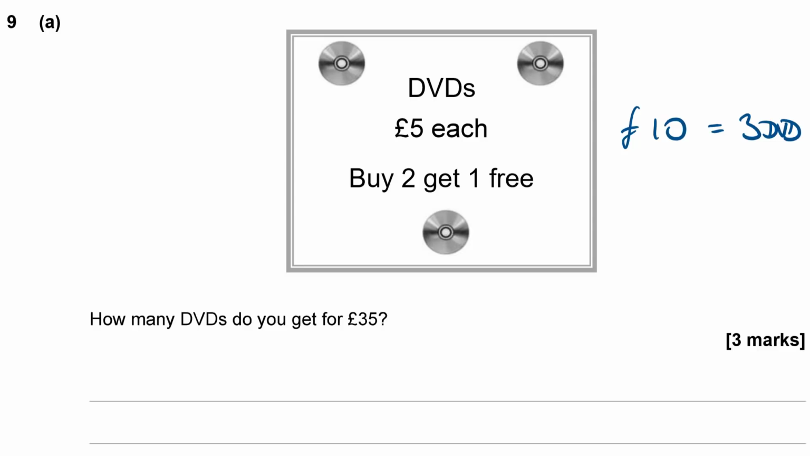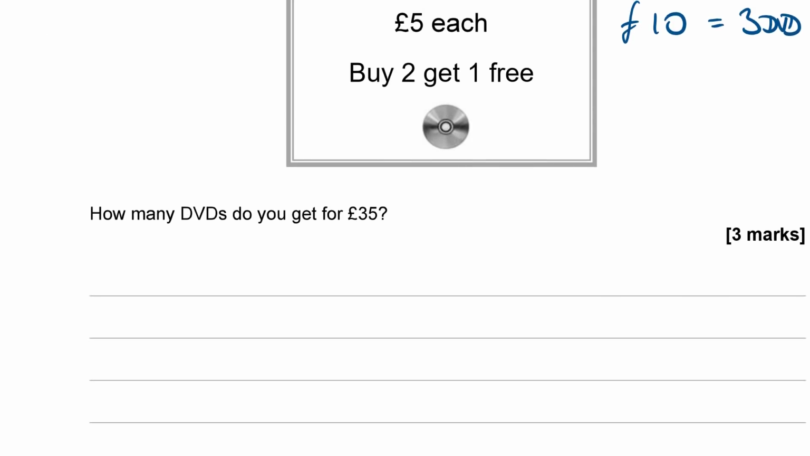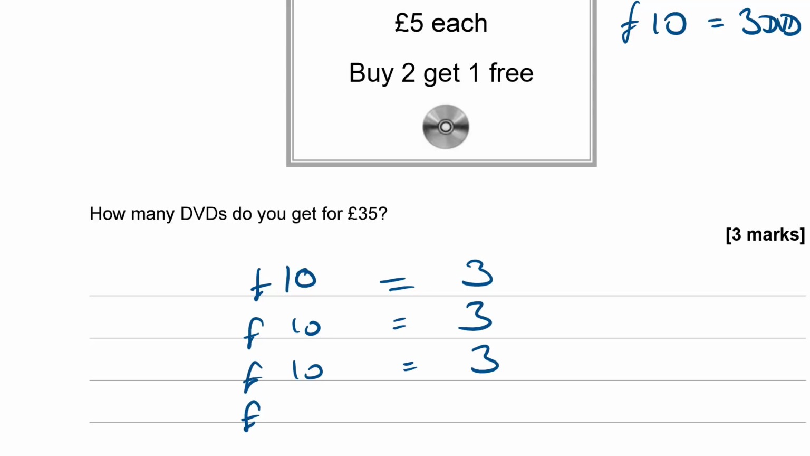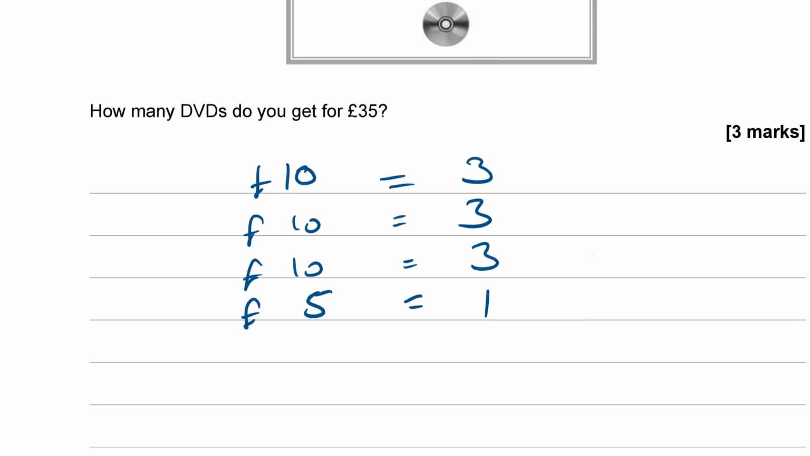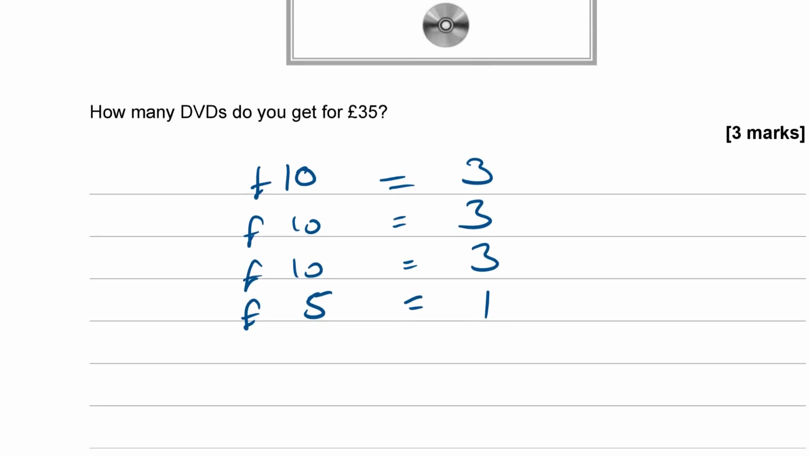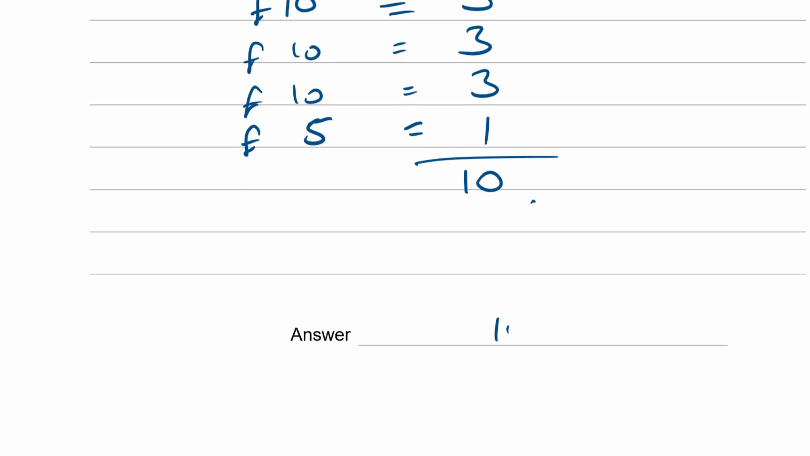So in £30, you can get our £10 giving us 3, another £10 giving us another 3, and another £10 giving us another 3. And then I've got £5 left, and with that £5 I can buy just 1, can't I? Because they're £5 each. So for £35, I'm going to get 3, 3, 3 and 1. That's a total of 10. So I'm going to be able to get 10 DVDs.